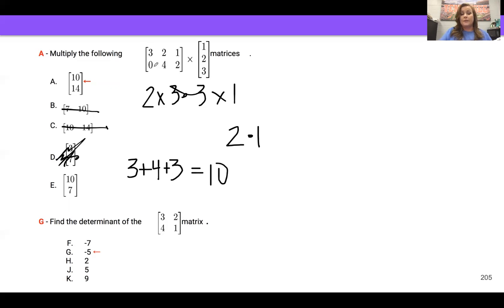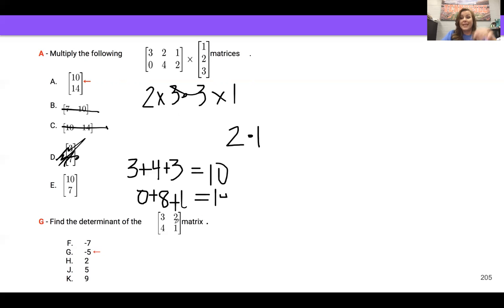Okay. So now let's do the bottom one. 0 times 1 is 0. 4 times 2 is 8. 2 times 3 is 6, which gives us 14. Answer's A. Ha ha. You're awesome.